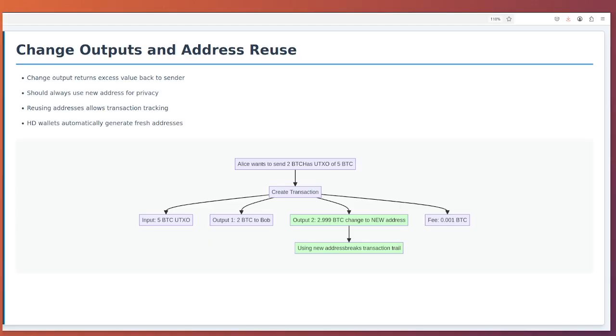Change outputs also affect transaction size and fees. A transaction with change requires an extra output, adding about 34 bytes. But this is usually unavoidable, unless you have a UTXO that exactly matches your payment amount plus fees, which is rare. Understanding change outputs helps you interpret what is happening when you look at Bitcoin transactions on a block explorer.